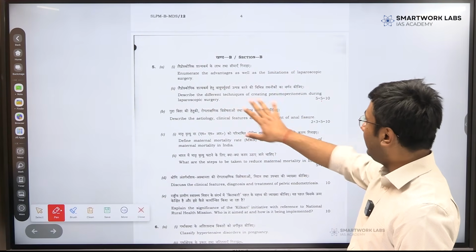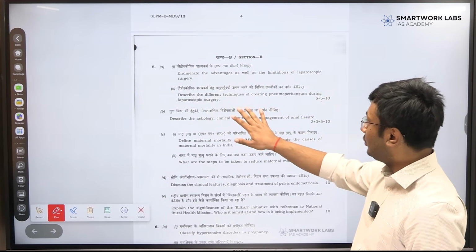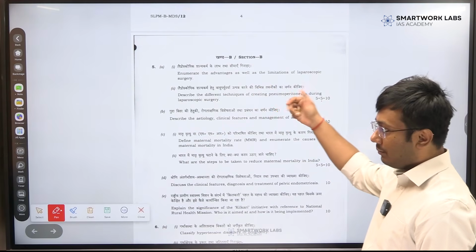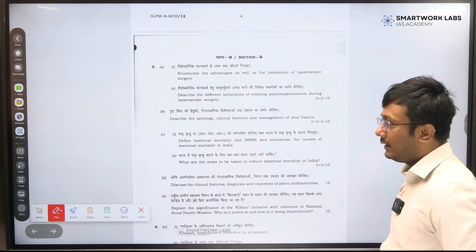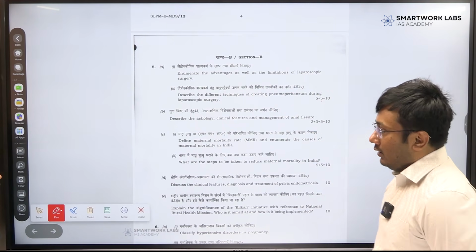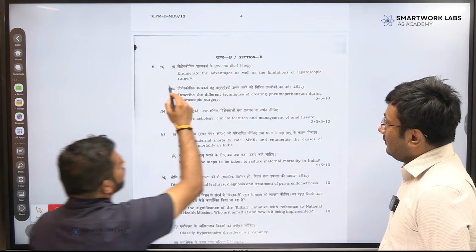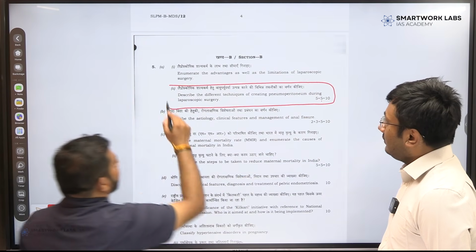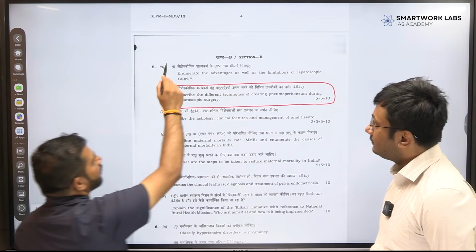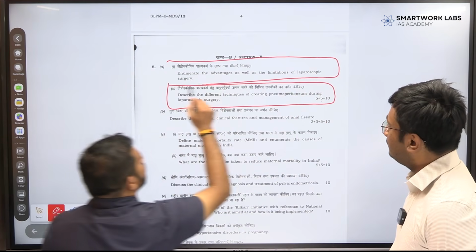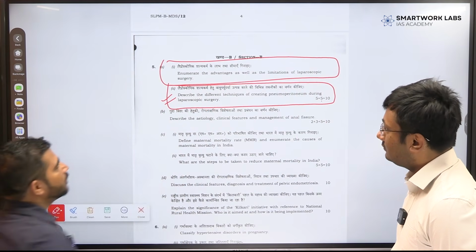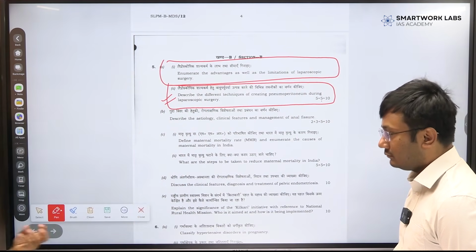Describe the different techniques of creating pneumoperitoneum during laparoscopic surgery. Here we have to talk about technicalities, what the technicalities of it can be. That is important. Now this is a totally technical question. Earlier was a global, holistic question, and this is a technical question. But still we use something in a technical question.